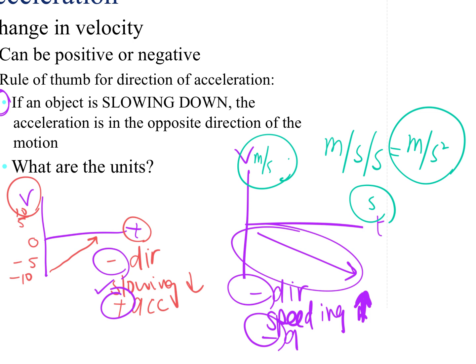We could also measure acceleration in kilometers per hour squared. And that's when we would say how many kilometers per hour is our velocity changing for every hour that goes by. That's really what we're looking at here.